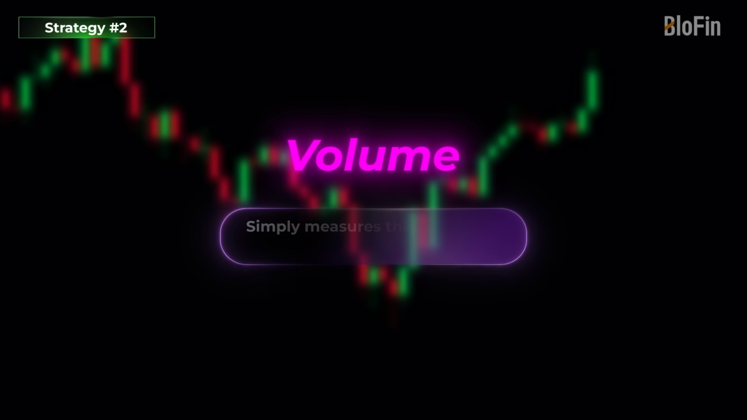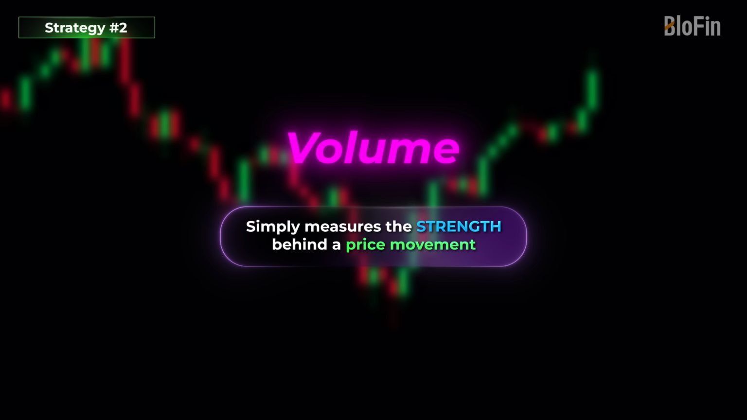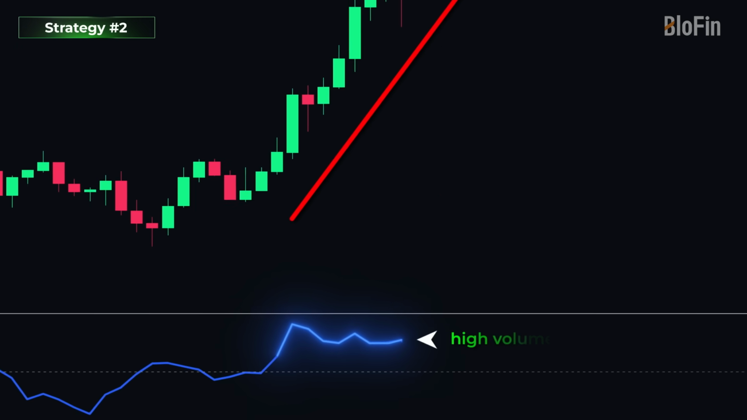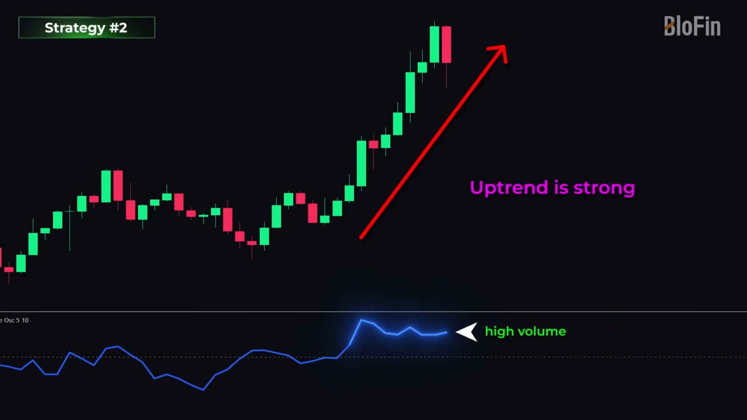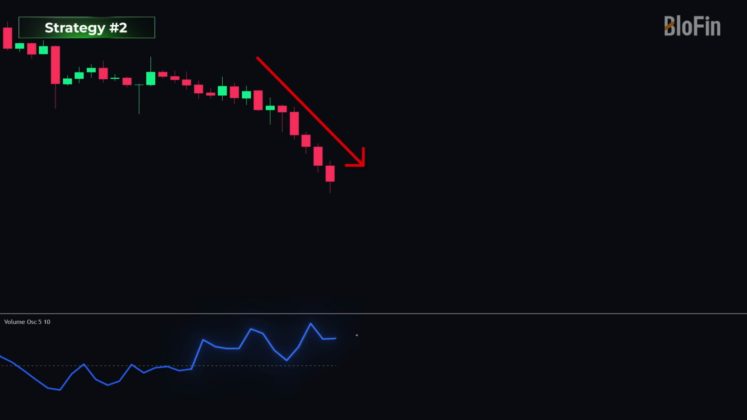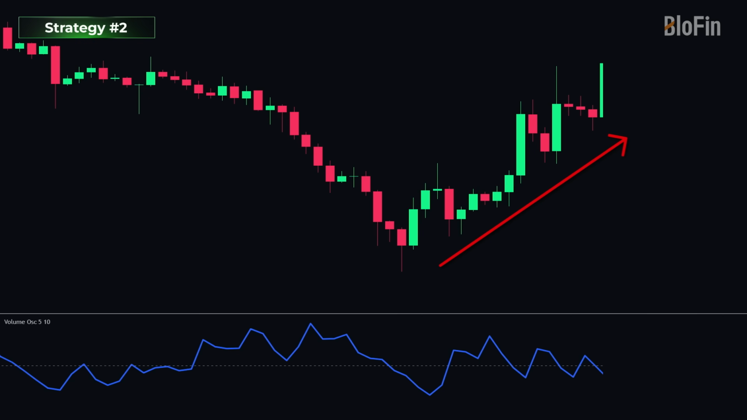For those of you who don't know, volume in trading simply measures the strength behind a price movement. For example, if price is in an uptrend and volume is high, it means that the uptrend has strong momentum behind it. Same goes for a downtrend. If price is dropping and volume is high, it means that the downtrend has strong momentum behind it. But here's the key. If you start to see the volume decreasing, that tells us the strength of that trend is now getting weaker, which could be an early clue that a reversal might be coming.